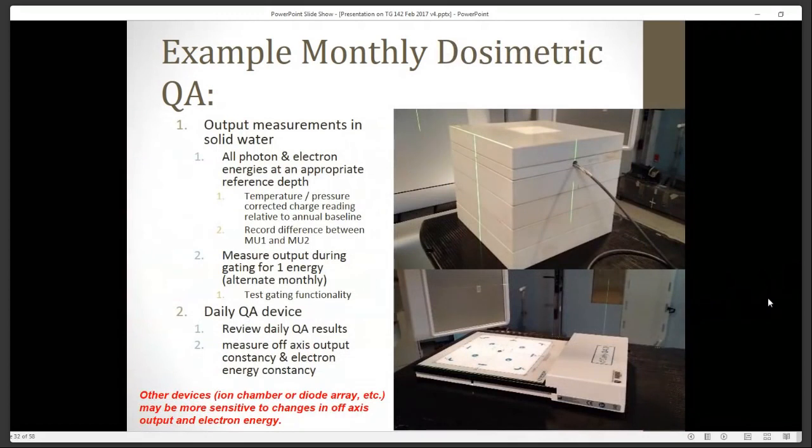All right, so let's move on to the dosimetry portion of the monthly. You can start with output measurements in solid water. This should be done with temperature and pressure corrections, and get some sort of a charge reading relative to an annual baseline.